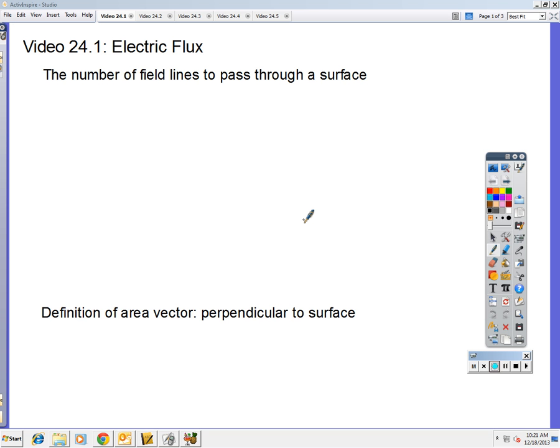But there is a much simpler way of calculating the field of continuous charge distributions if they happen to have a high degree of symmetry. And that is something called Gauss's law. But before we can understand Gauss's law, we need an additional concept called electric flux.